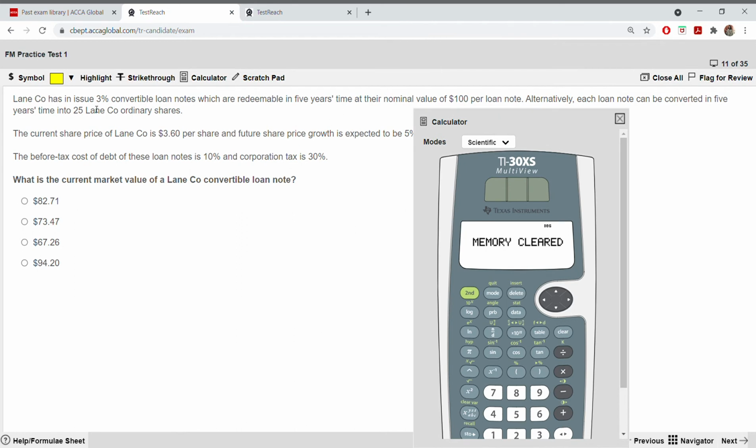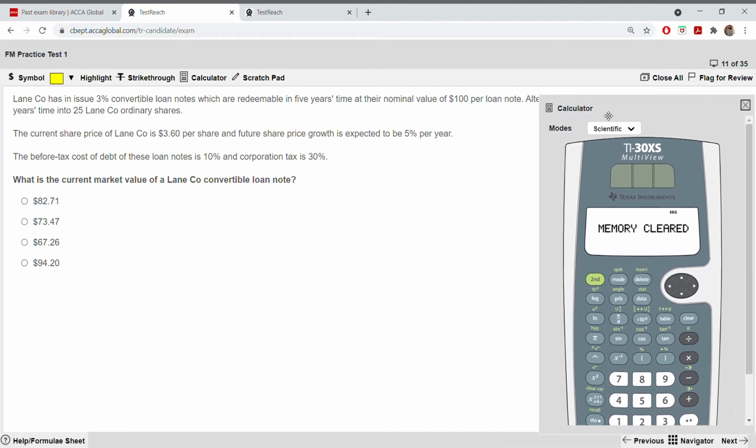They have issued 3% convertible loan notes which are redeemable in 5 years time at their nominal value of 100 per loan note. Alternatively, each loan note can be converted in 5 years time to 25 ordinary shares. The current share price is 3.6 and future share price growth is expected to be 5%. The before tax cost of debt of this loan is 10% and corporation tax is 30%. What is the current market value of the convertible loan note?